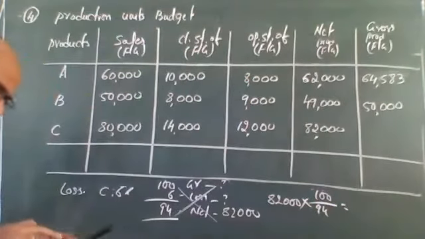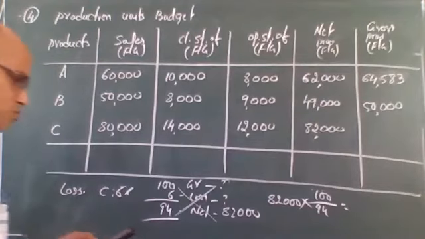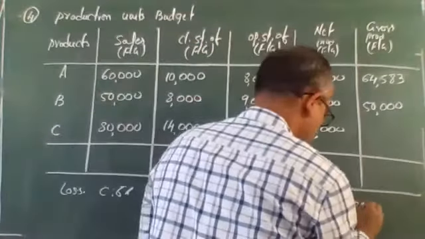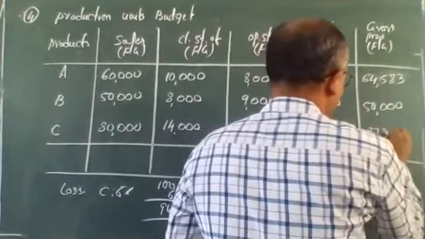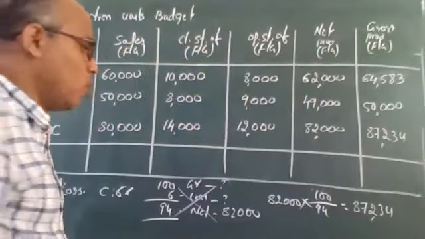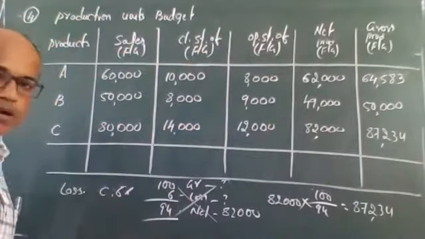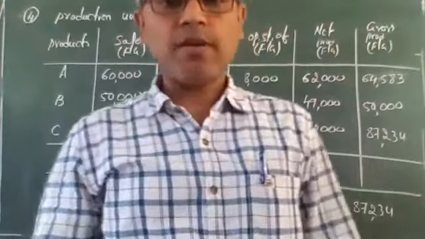So this answer is 82,000 into 100 divided by 94, which gives me 87,234 units. So what basically you have to understand is this extra part. You can simply take the totals that's in front of you. That's all for today. Thank you.